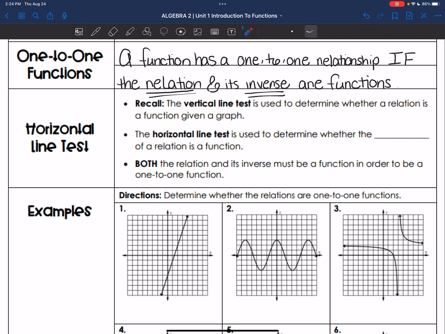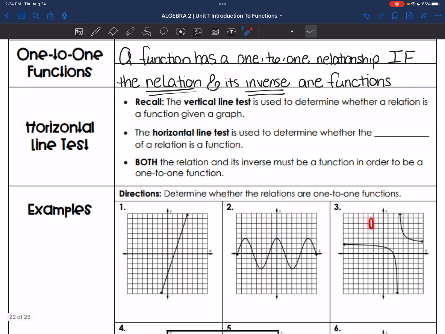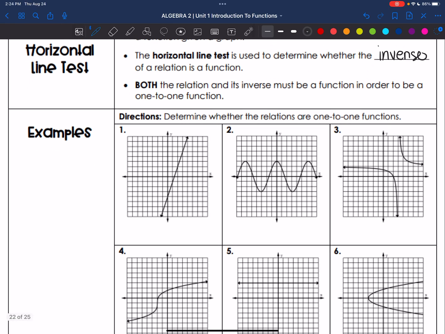We run it over a graph like this one down here. We run it across these. Okay, these are all functions because it only touched it once. But we're going to now see a horizontal line test. We run the horizontal line test to determine whether the inverse of a relation is a function. Both the relation and its inverse must be a function in order for it to be a one-to-one function. So let's see, what does that look like?